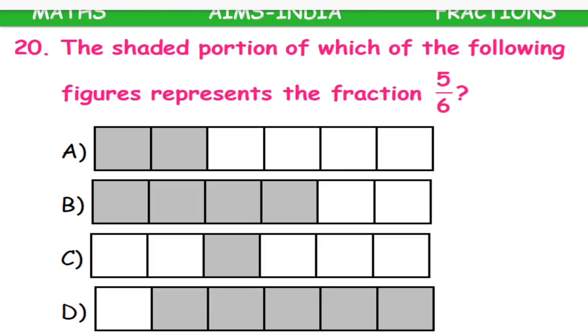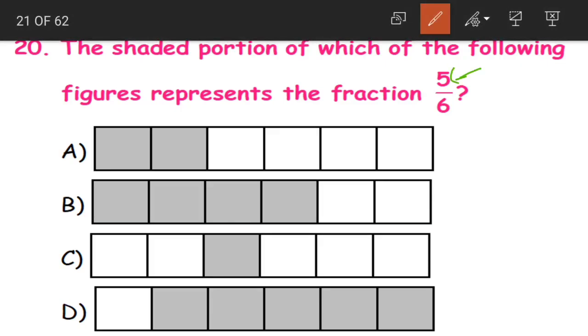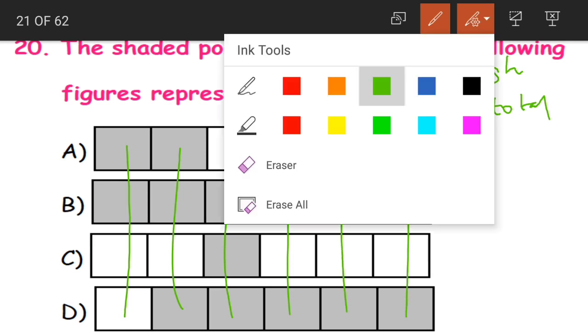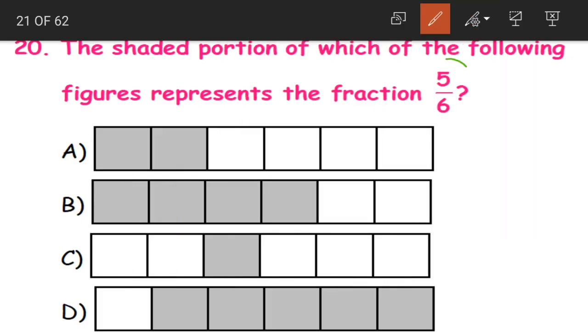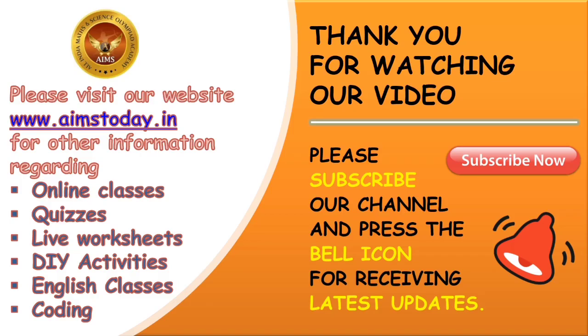The last question for today, question 20. The shaded portion of which of the following figures represent the fraction 5 by 6? What does this mean? 5 parts should be shaded and 6 is the total number of parts. Here all are having 1, 2, 3, 4, 5, 6 parts. All the figures are divided into 6 portions, but which is having 5 shaded parts? Option D, 1, 2, 3, 4, 5. So option D is having 5 shaded parts out of total 6 parts. So option D becomes our correct answer.